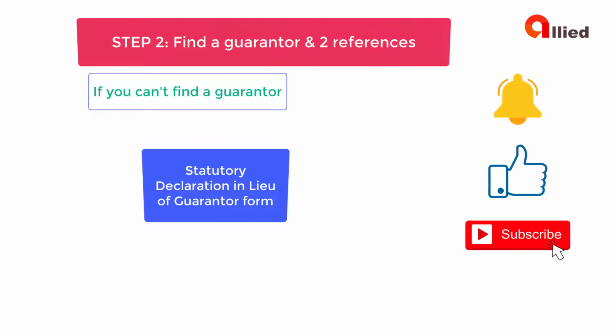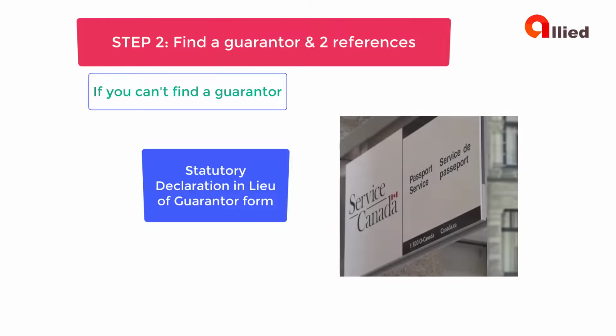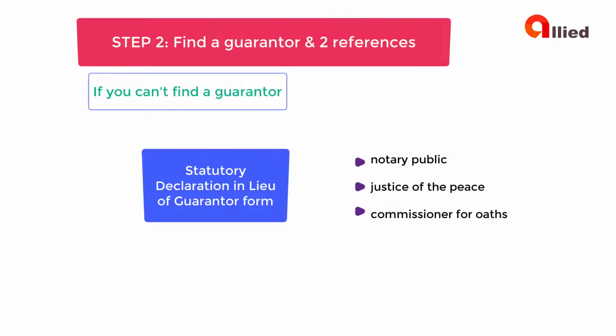If you cannot find a guarantor, you must complete the statutory declaration in lieu of guarantor form. This form is not available online. To get the form, go to the nearest Service Canada that provides passport service. You also need to find someone who can administer an oath to swear to and sign the form. This can be a notary public, justice of the peace, or commissioner for oaths. This person doesn't need to know you personally.